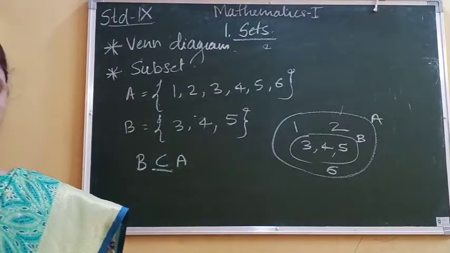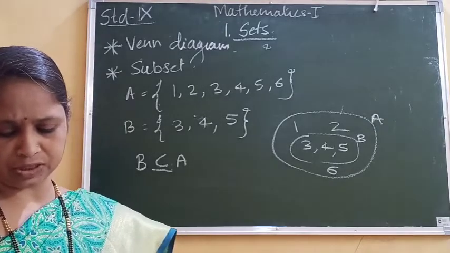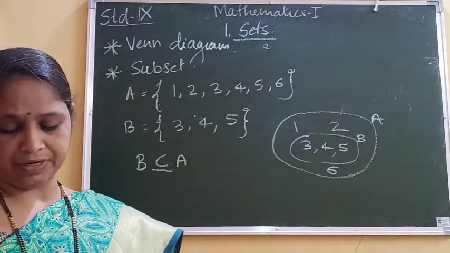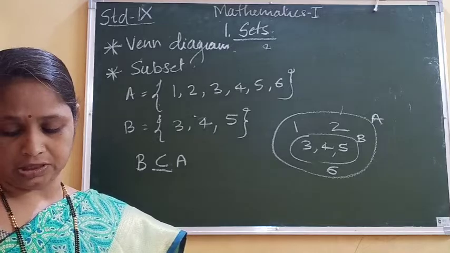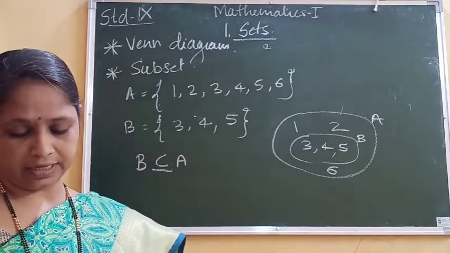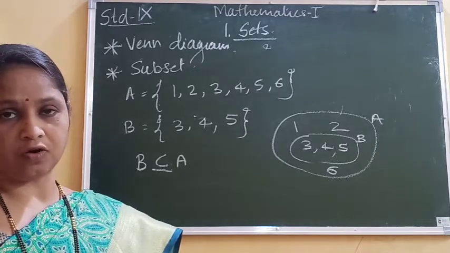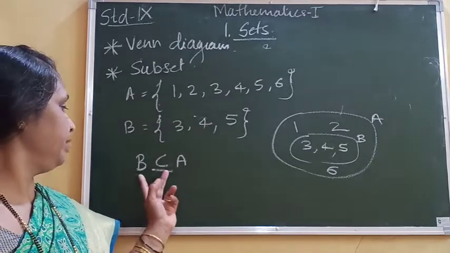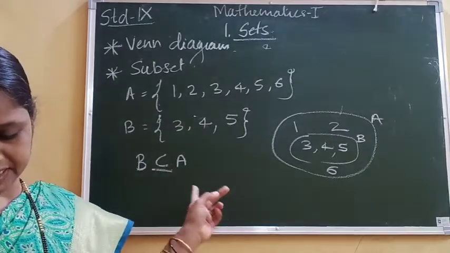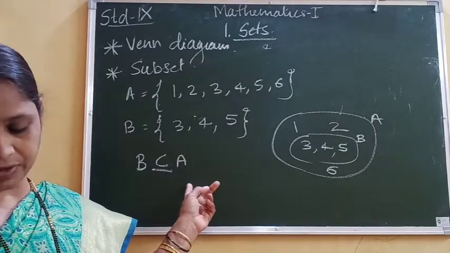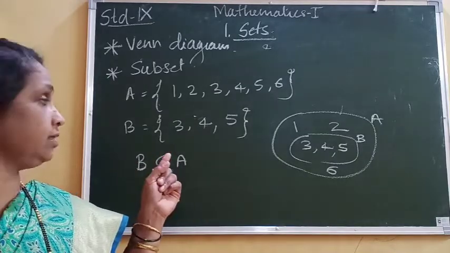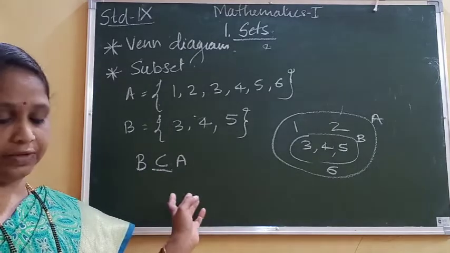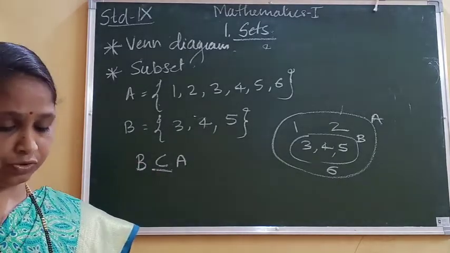This you have to write in the notebook. The definition is: if A and B are two given sets and every element of set B is also an element of set A, then B is a subset of A, which can be written symbolically as B ⊂ A, and it is read as B is a subset of A. Now you have to write this definition and the example in the notebook.